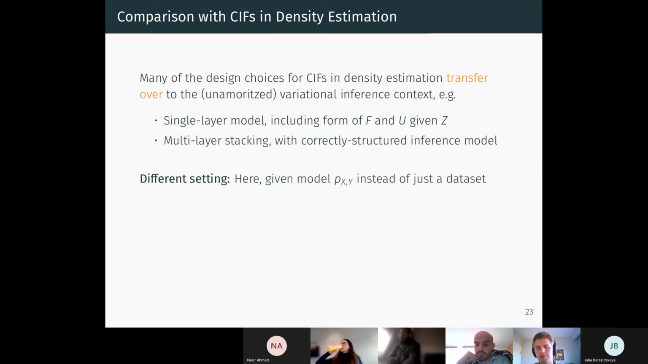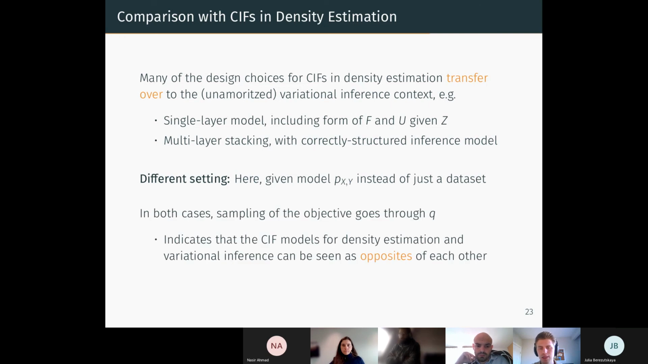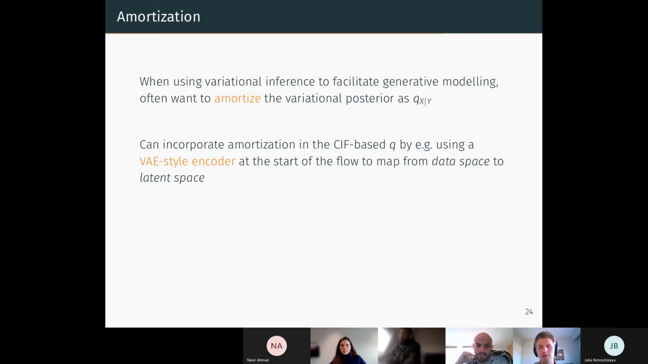One obvious major difference is that this is a different setting. You have this model now instead of just data, and you have a different goal. You're trying to get an approximate posterior rather than a density model. This is kind of a sell point, but I won't bother going over that. One important difference is that when you want to amortize your variational posterior, which was not something you would have done in density estimation, you can now do this by incorporating a VAE-style encoder at the start of your flow that maps you from data space to latent space.